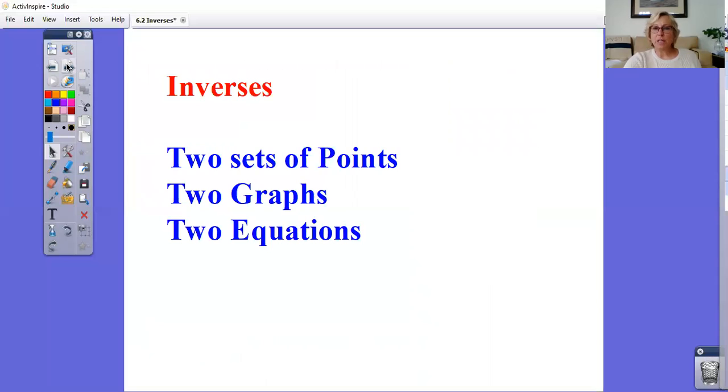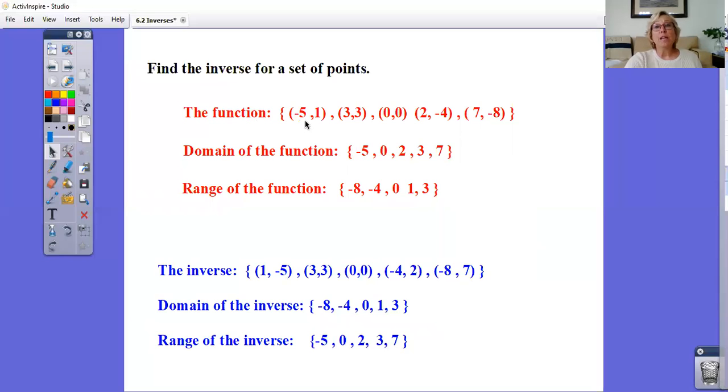Okay, moving on to inverses. We're going to look at two sets of points and look at the inverse relationship. We're going to look at two graphs, and then we're going to look at two equations and inspect these inverse relationships. So I have this function with 5 points in it. I know the domain comes from the x coordinates, and I know the range comes from the y coordinates.